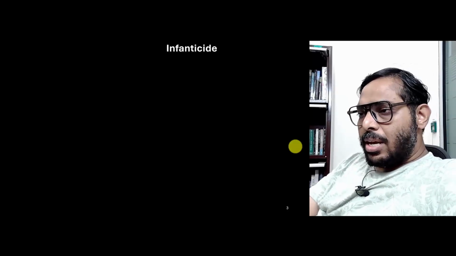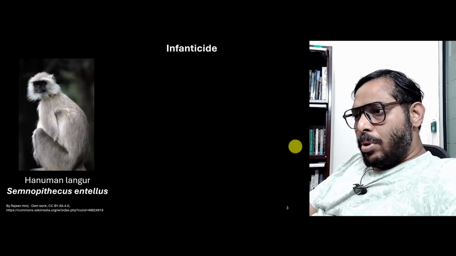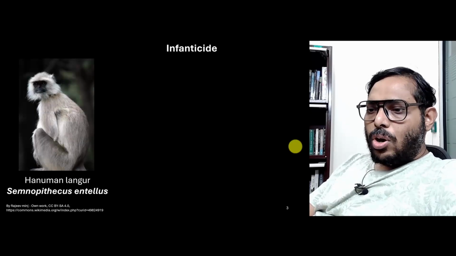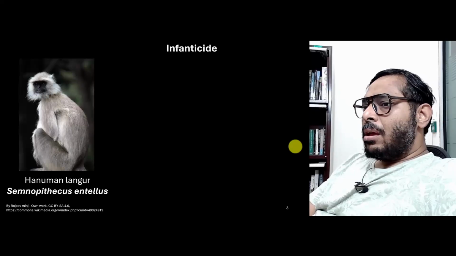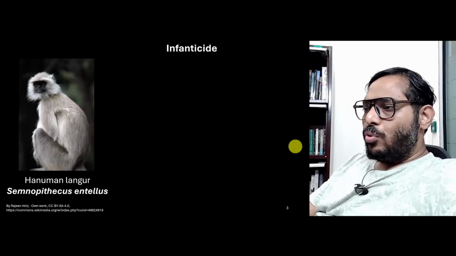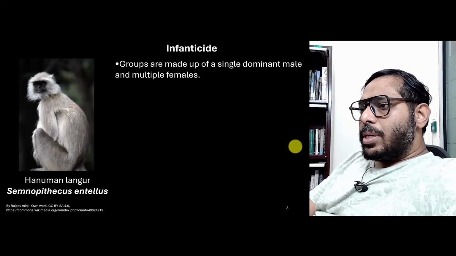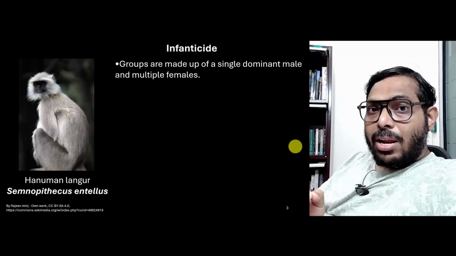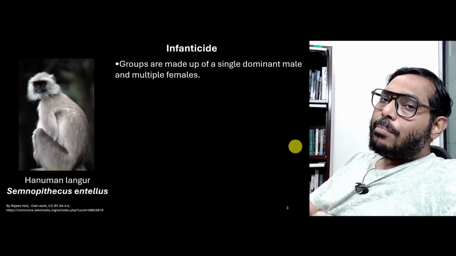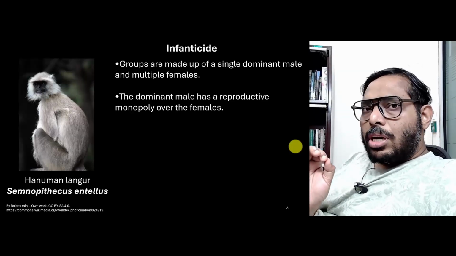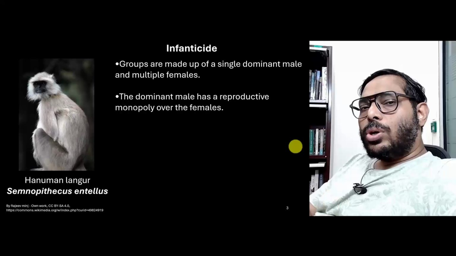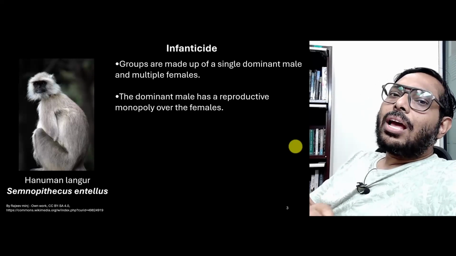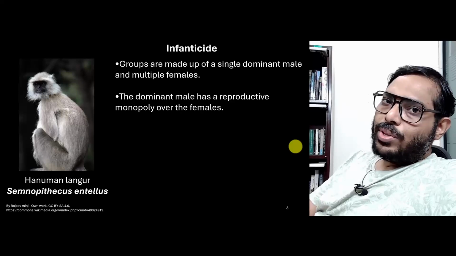So, what is infanticide? I am sure people in India are aware of this animal. This is the so-called Hanuman langur or Semnopithecus entellus. It is found pretty much all over India, and in this organism, groups are made up of a single dominant male, and around that male are multiple females. Now, the dominant male has a total reproductive monopoly over the females. That means that it does not allow any of the other males to mate with the females.